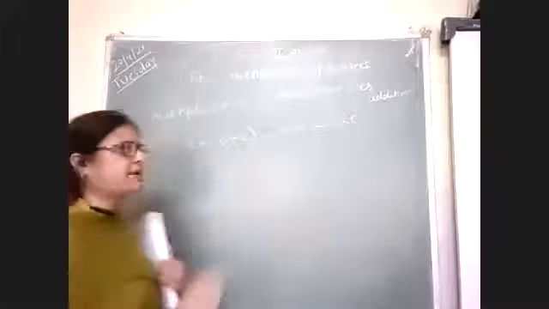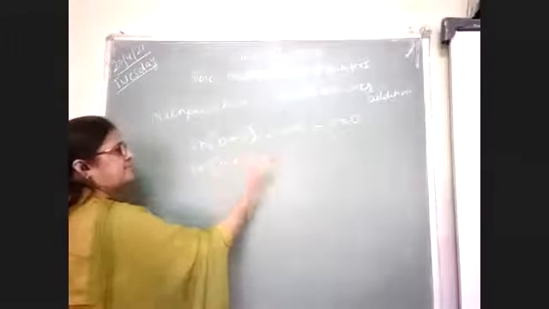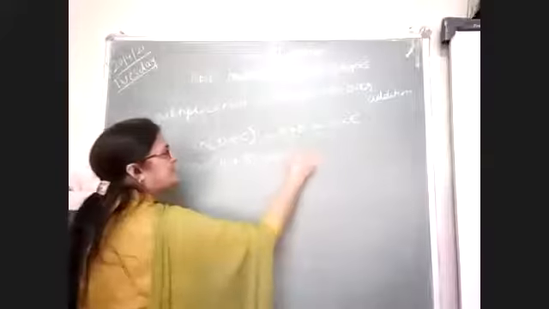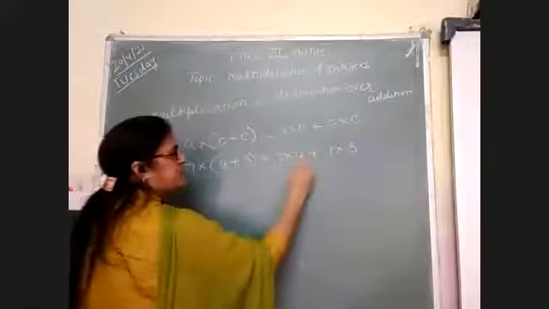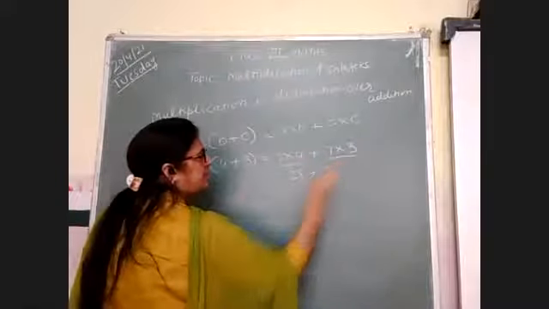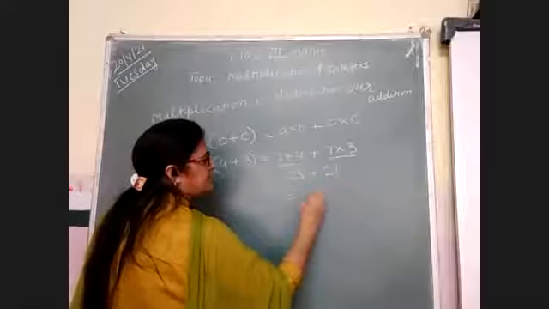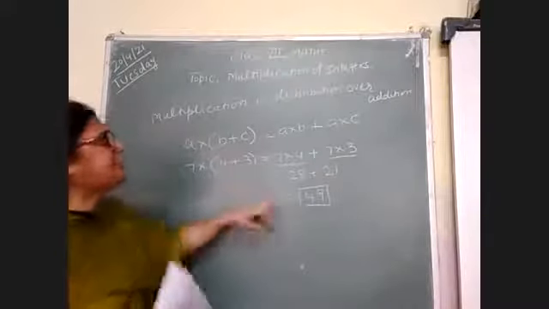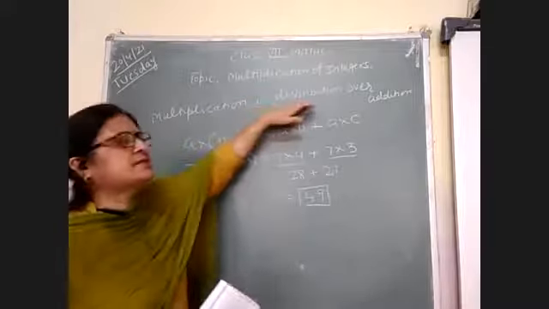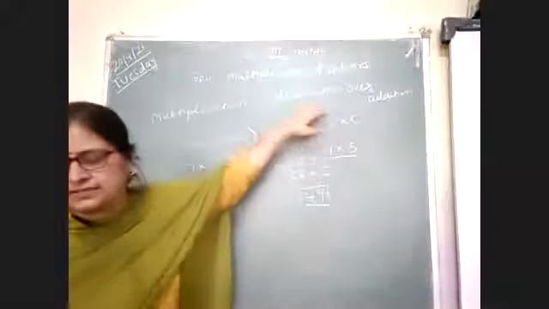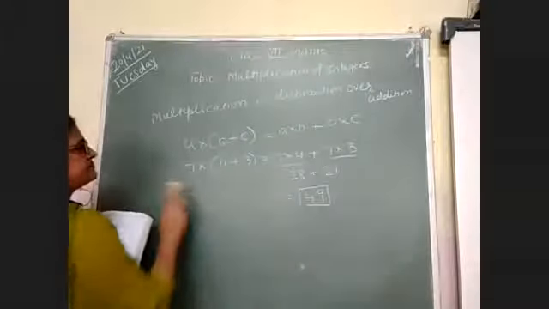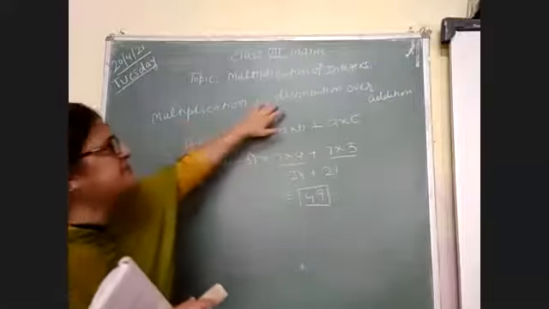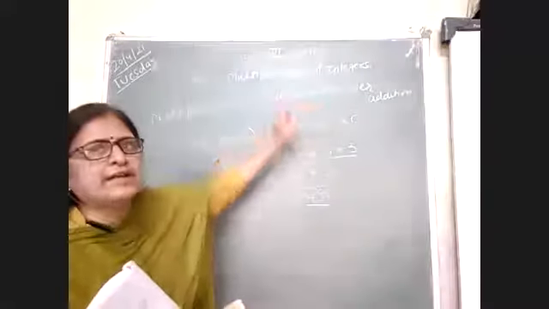Okay. For example, I am taking 7 multiply 4 plus 3. It means 7 multiply by 4 also plus 7 multiply by 3 also. 7 4s are 28, 7 3s are 21. Their addition is equal to 49. This property is called multiplication is distributive over addition. Okay. This is the property, multiplication is distributive over addition.